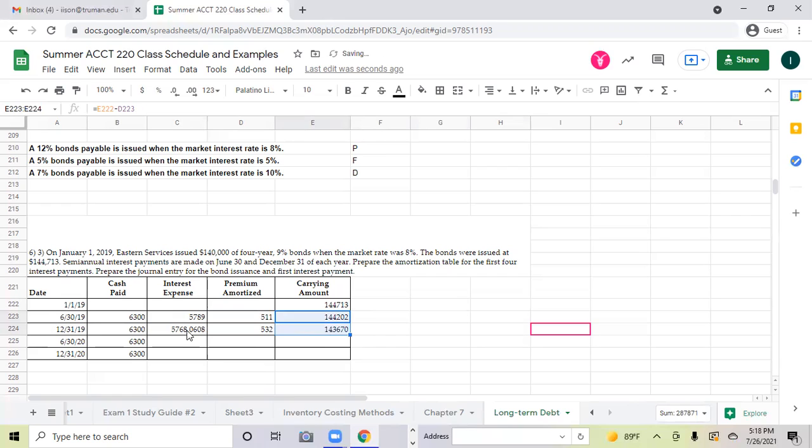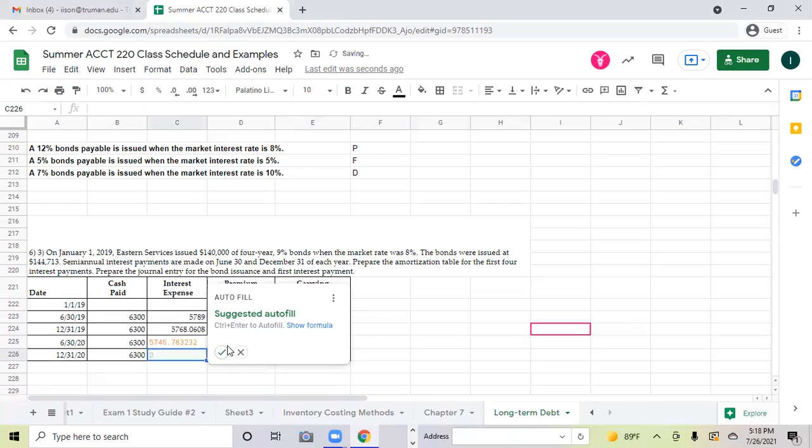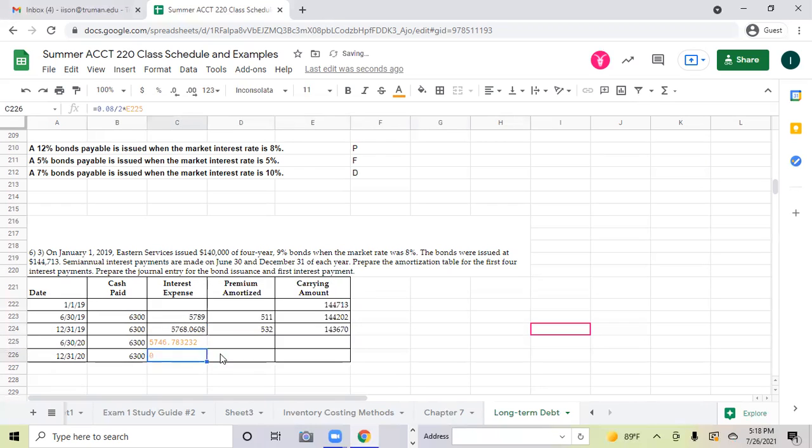It's actually easier when you reference a cell and just copy it down, but we're doing it this way. I don't know why it turned red on me, but we just need to copy this down.